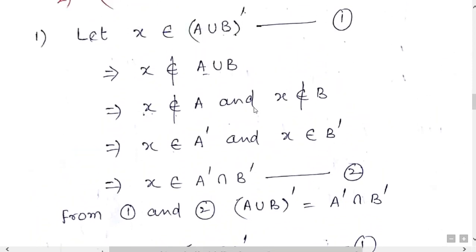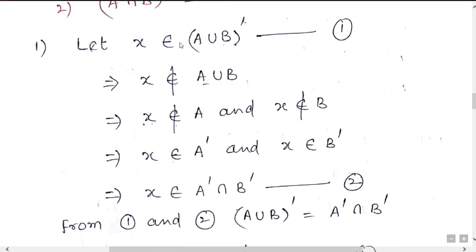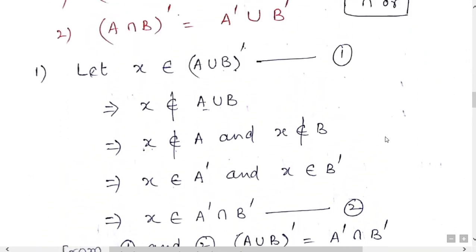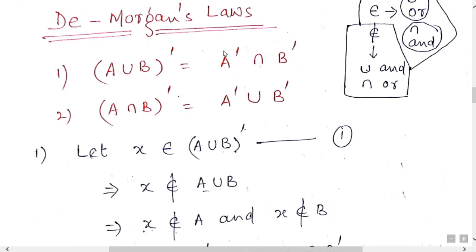Now look at the first statement. X belongs to (A union B) complement and X belongs to A complement intersection B complement. It means both the statements are equal. So I can write (A union B) complement is equal to A complement intersection B complement. It's nothing but the proof of the first statement.